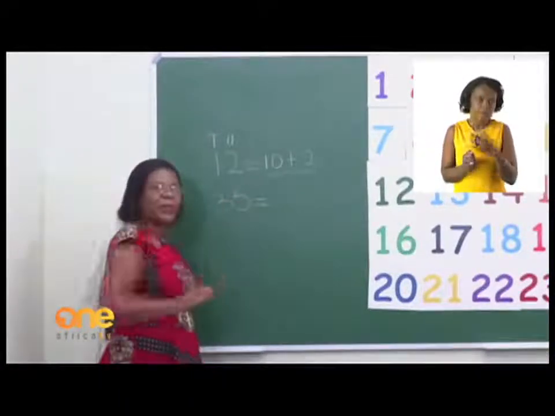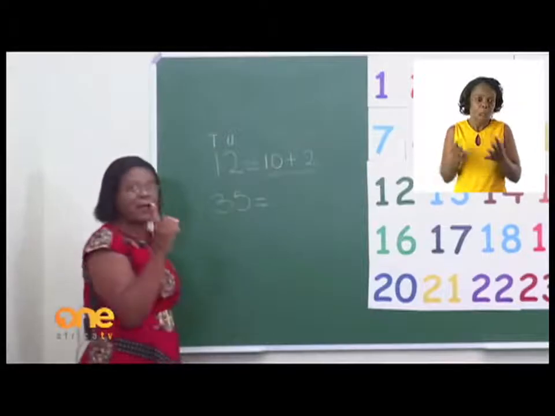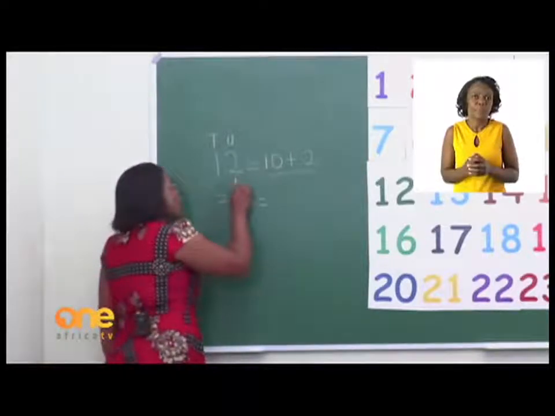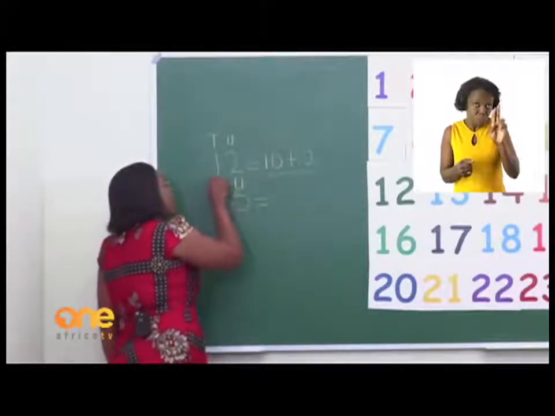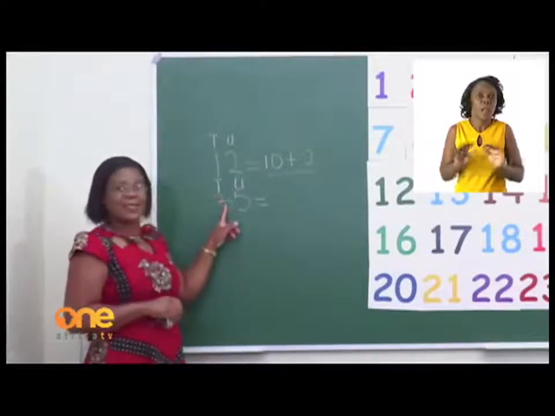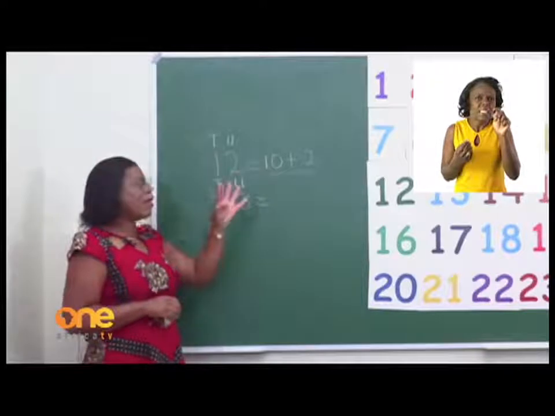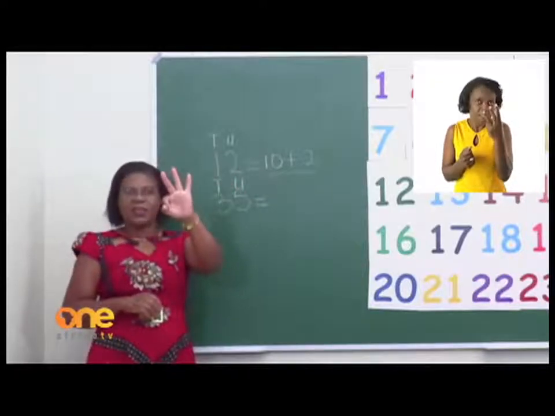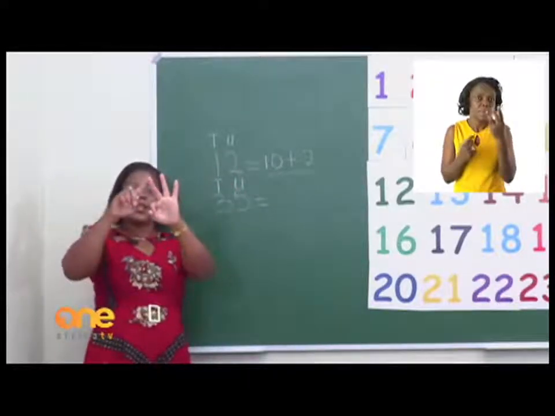Okay, number 3 is 35. How do we break down 35? Remember to put the place values. That is a unit and a 3 is a 10. Therefore, how many tens do we have here? We have how many tens? 3. Count the tens.